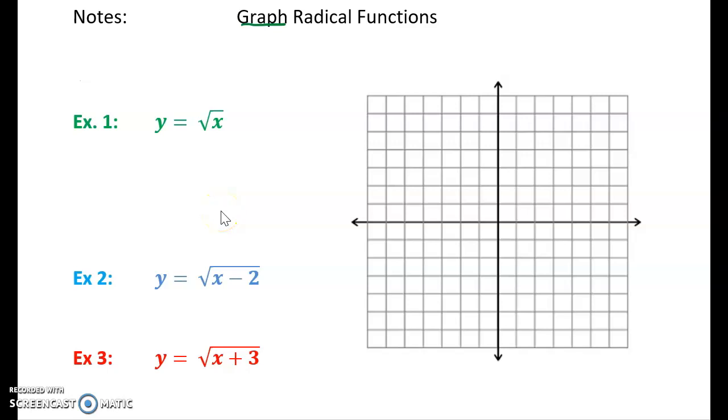Alright, here we go. We're graphing radical functions. And the first one here is the parent function. The parent function is the one that we will move up, down, left, and right, stretch, and compress. And I'm going to try to show you how that happens based on the equations we use. First off, let's build a t-chart.